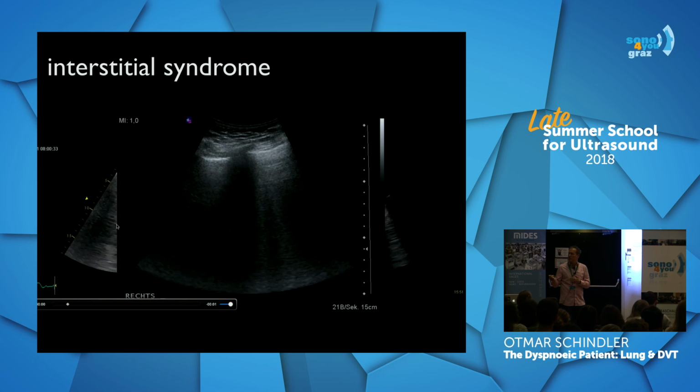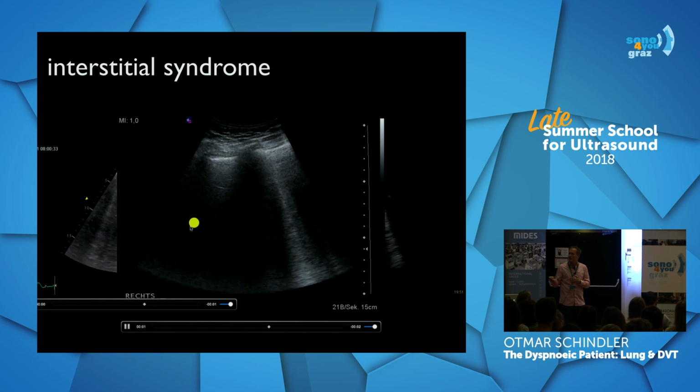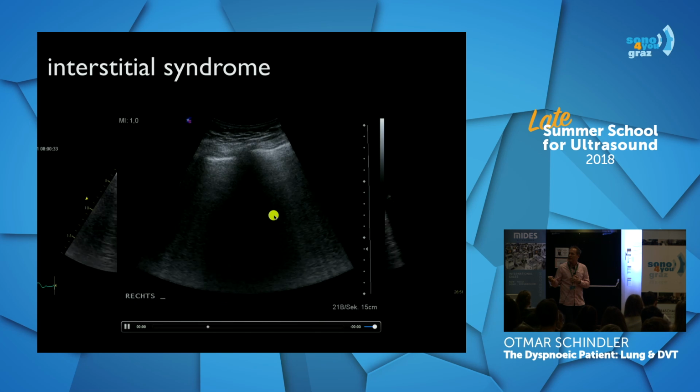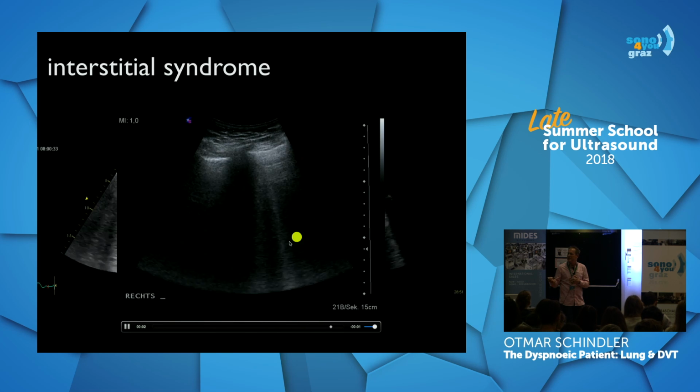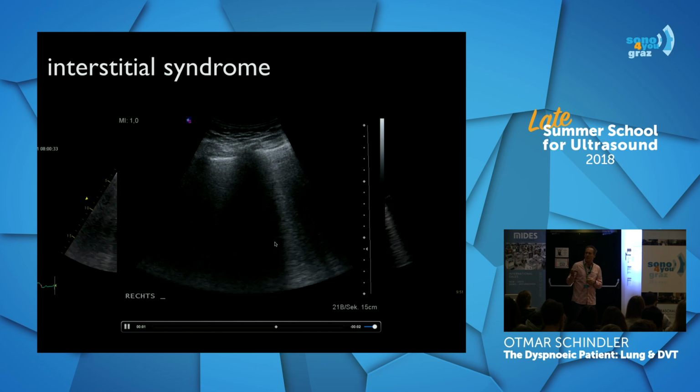If you take the abdominal probe, yeah, they look a bit different, but still you can count there are at least 2, 3 B-lines arising. So that's positive for B-lines.